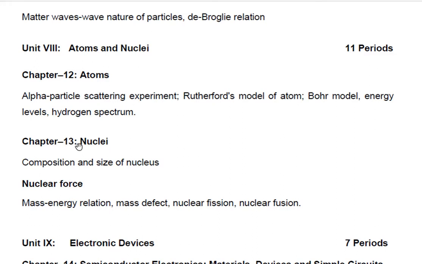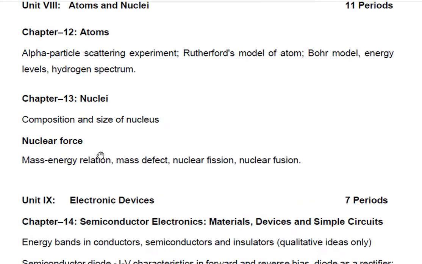Next is from chapter 13, that is nuclei: composition and size of nucleus, nuclear forces, mass energy relation, mass defect, nuclear fission, nuclear fusion. These are the topics you have to study in chapter 13.